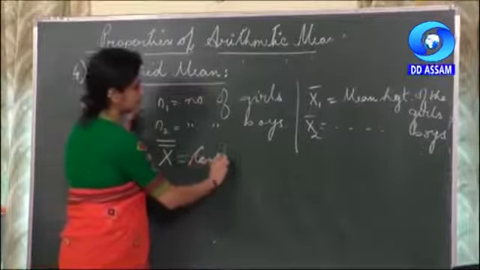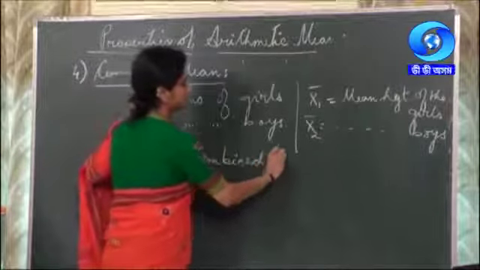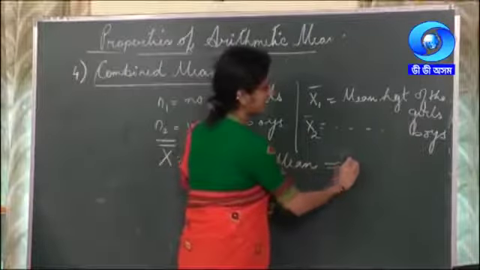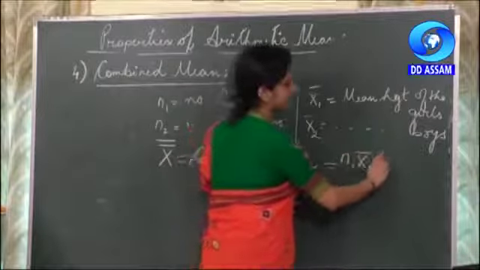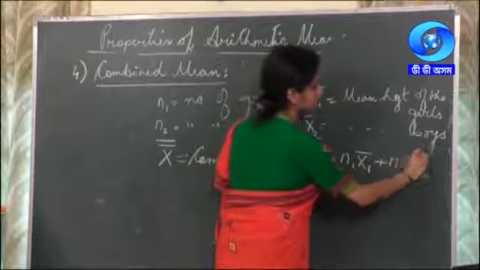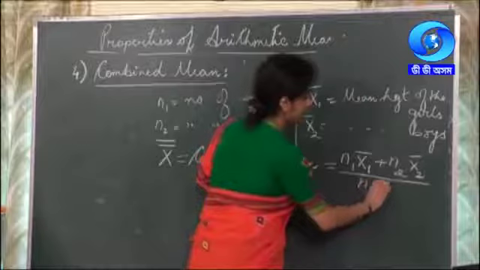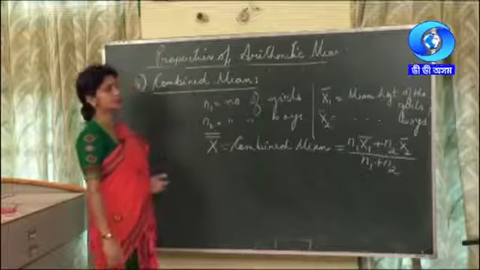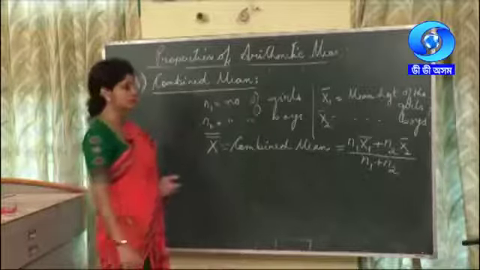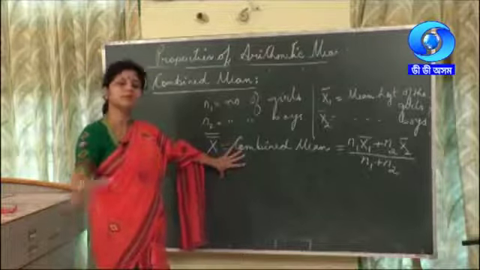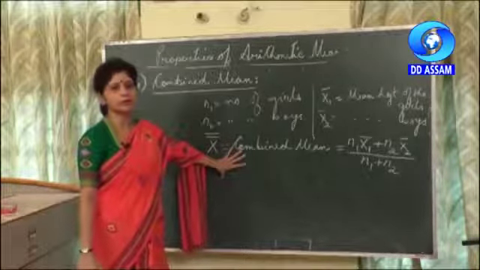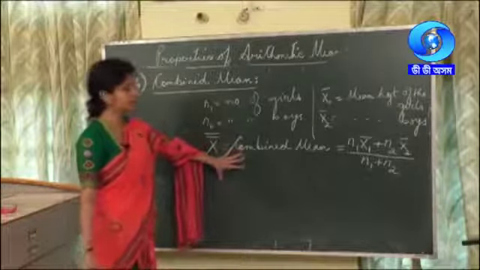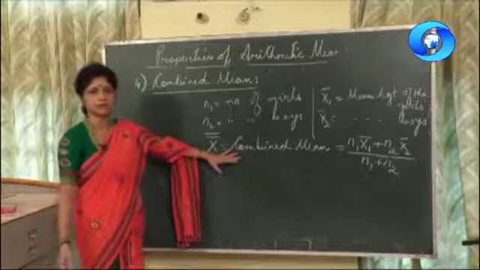All right, this is the combined mean, and the formula for combined mean is given by n1 times x1 bar plus n2 times x2 bar divided by n1 plus n2. That is, with information about the subpopulations in a particular population, we can find the mean of the entire population, which we call the combined arithmetic mean or combined mean simply. We can extend this formula to any number of subpopulations.